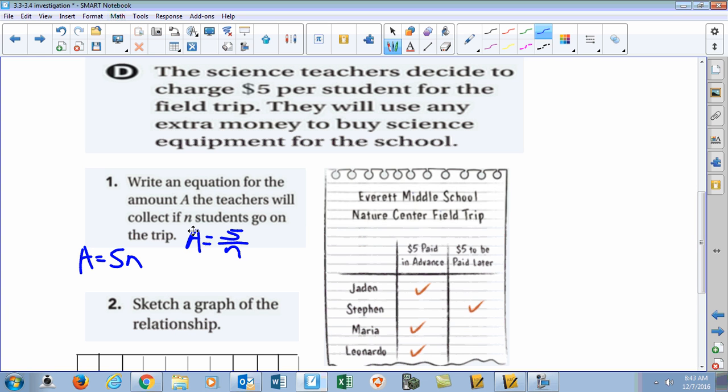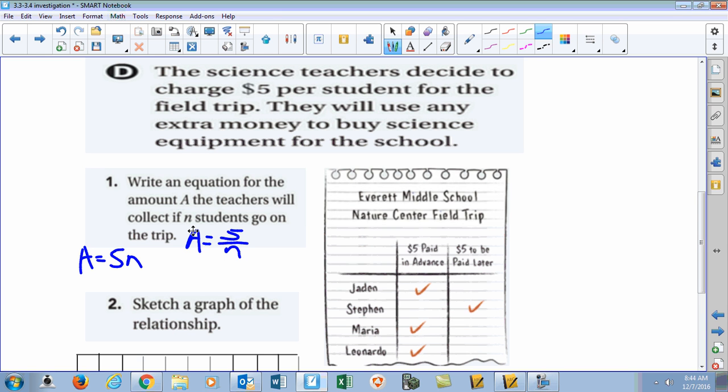All right, so the scenario reads this. Let's see which equation makes more sense. The science teachers decide to charge $5 per student for the field trip. So it doesn't matter how many people go, right? $5 per person. Where in the previous problem, the cost per person changed as more people go. So they'll use any extra money to buy science equipment for the school.